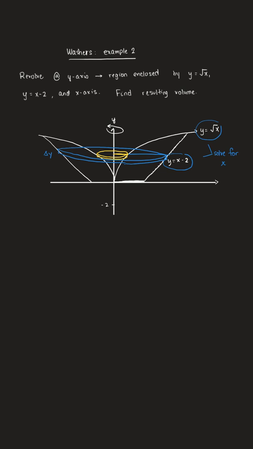So let's first take each function and solve for x, because we are going to need that for our radii, for everything to be in terms of y if we're revolving over the y-axis. By the way, that's all going to change when we do shells. But here for the first one, I'm going to square both sides to get y squared equals x. And for the second one, I'm going to add 2 to get y plus 2 equals x.